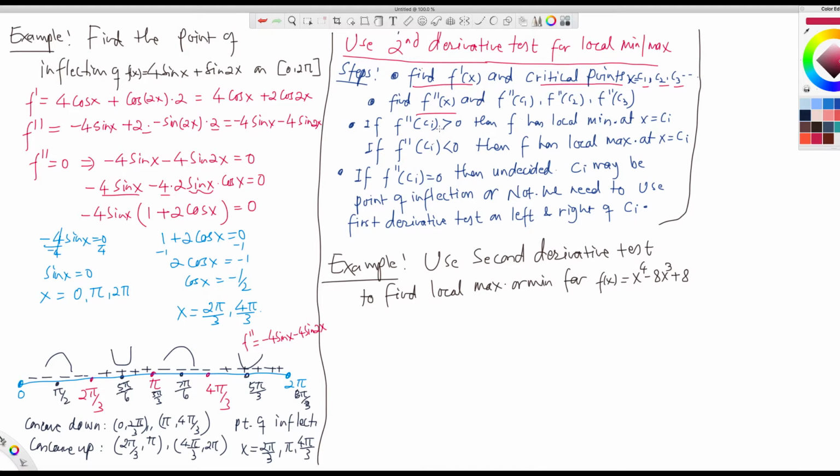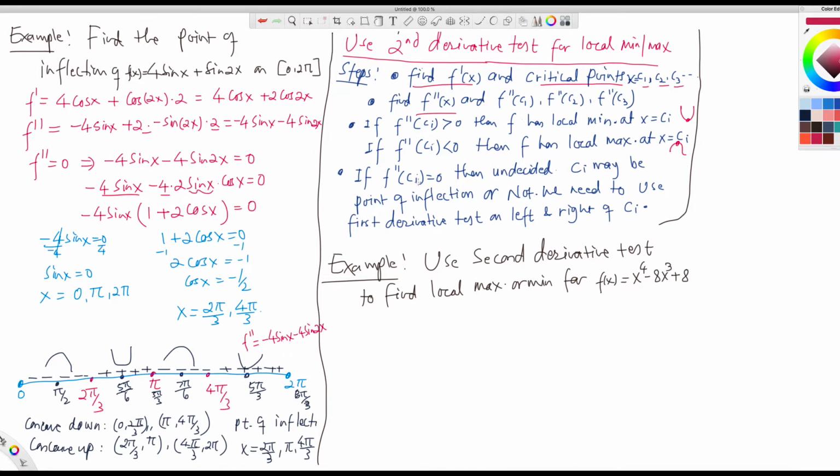If the second derivative is positive, then local min, because second derivative positive means concave up, right? Concave up means there is a local min. If the second derivative is negative, it is concave down. That means this figure will look like this, concave down. So there is a local max, right? When you plug in c1 or c2 or c3, if you get the second derivative positive, then there is a local min. If the second derivative is negative, local max.